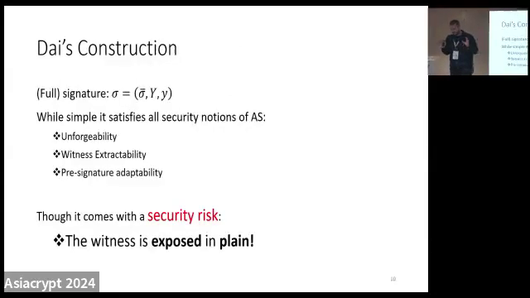So while it's very simple, we can see that it satisfies all the security notions introduced by Asharov et al. We have unforgeability of the underlying signature scheme. We have witness extractability; in principle, we only need the full signature to do so. And one is always able to adapt with a valid witness since you simply have to attach it to the tuple. But this comes with a huge security risk: the witness is exposed in plain.